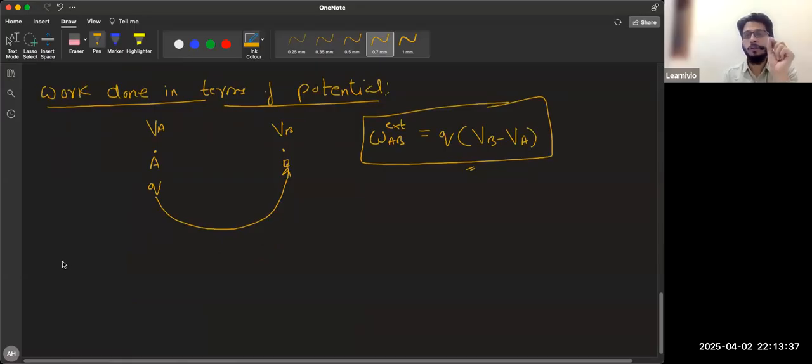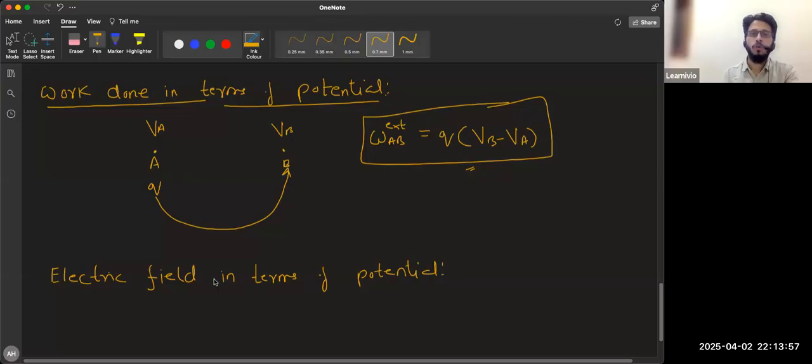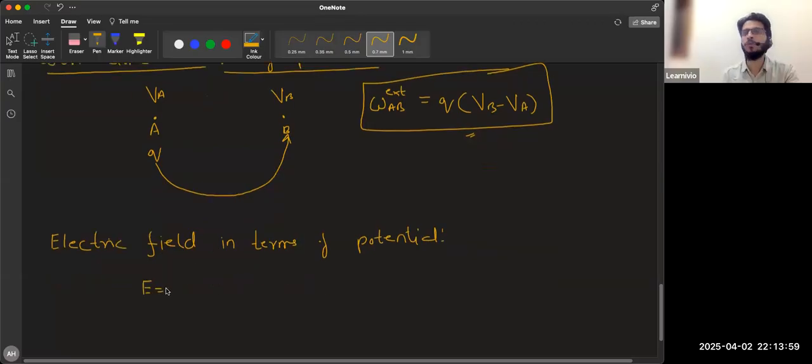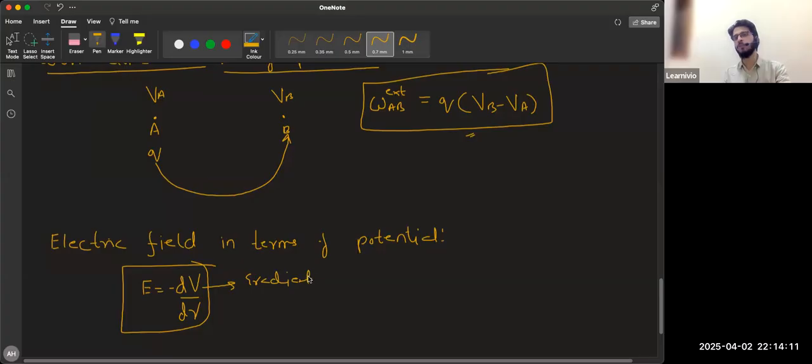Now, what if you have potential and you're supposed to calculate electric field? So electric field in terms of potential. Your electric field is equal to the gradient of potential. It's minus of dV over dr. It's gradient. What does gradient mean? Gradient means change with respect to position.